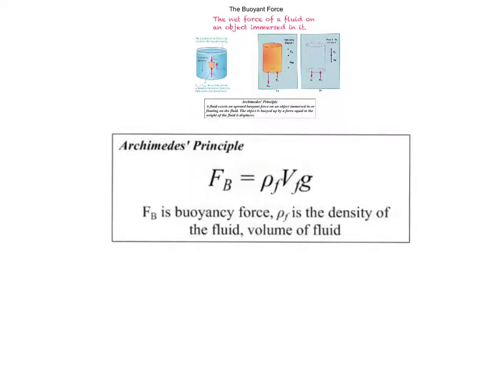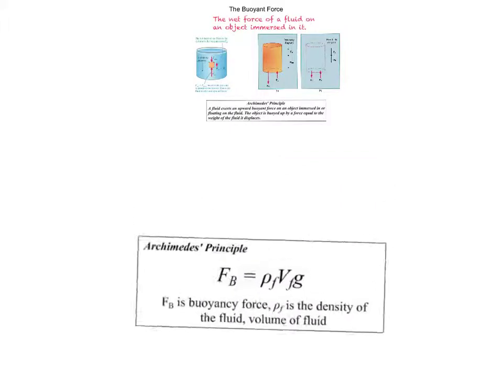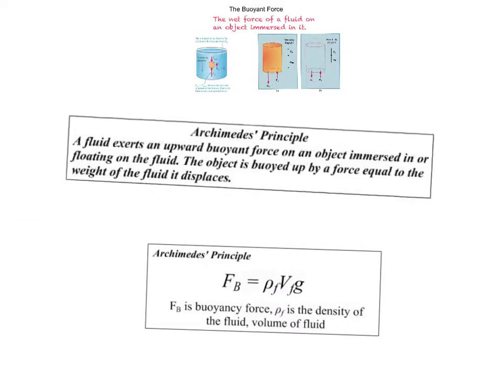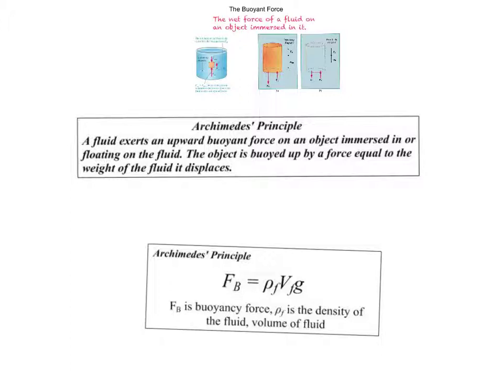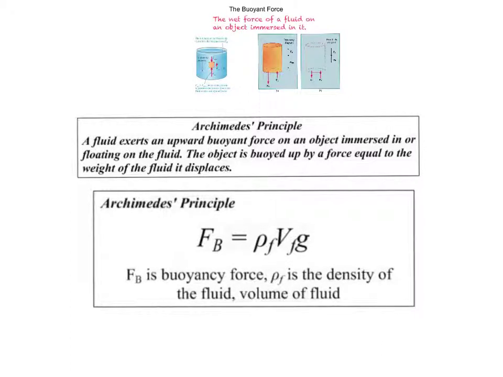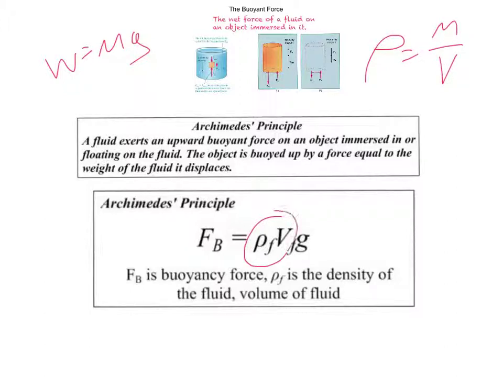Mathematically then, Archimedes' principle is: buoyant force is equal to the density of the fluid times the volume of fluid that's displaced times g. Now this makes total sense when we take it with the definition of Archimedes' principle, right? The object is buoyed up by a force that's equal to the weight of the fluid that it displaces. Weight, remember, is mg. And density, of course, is mass over volume. So when we solve that for mass, this here is just the mass of that fluid, right? So this is really just mg of that fluid, right?